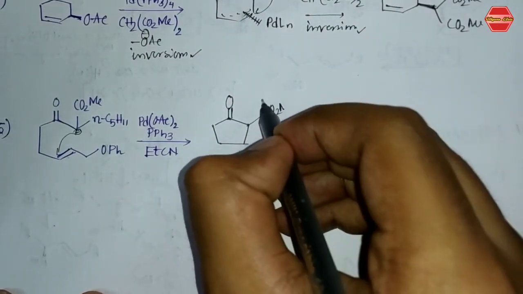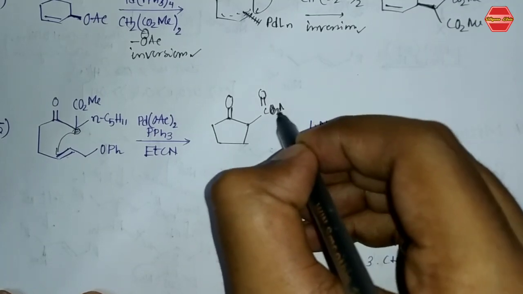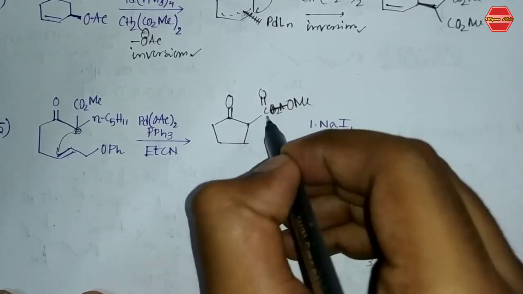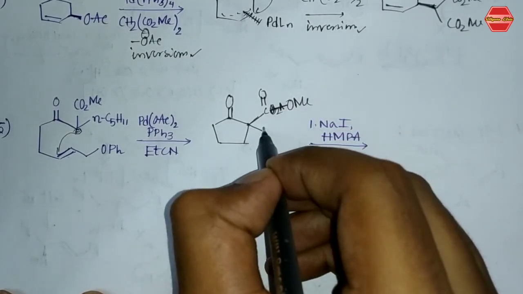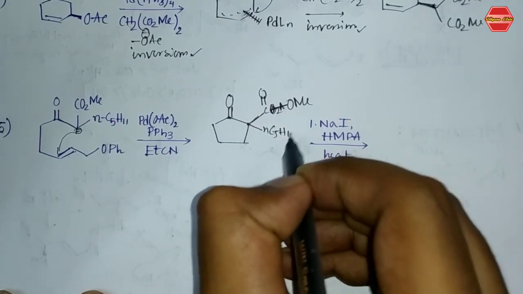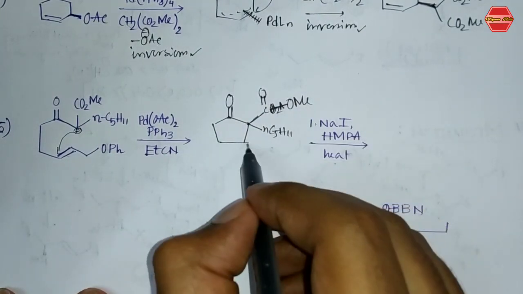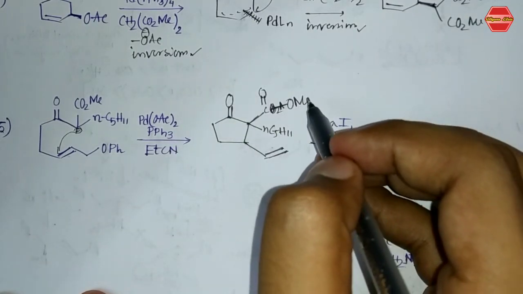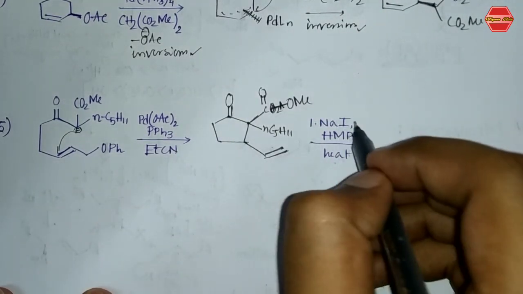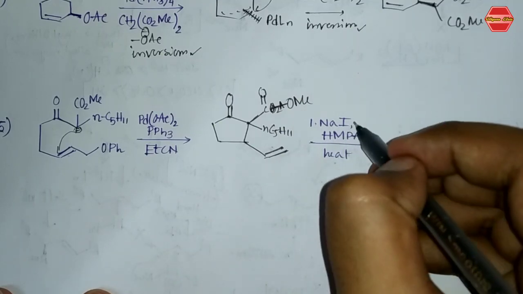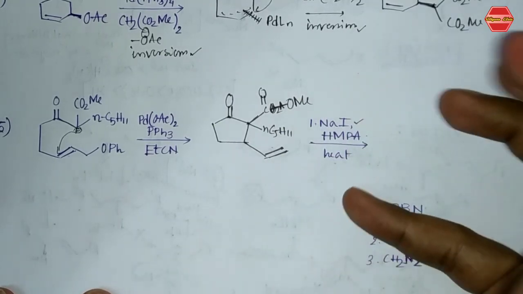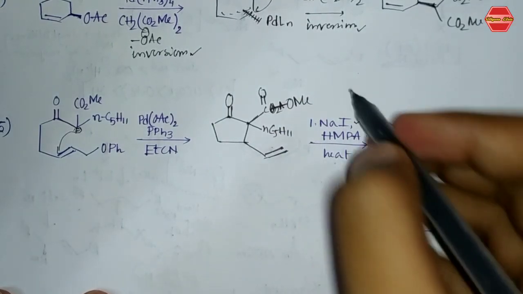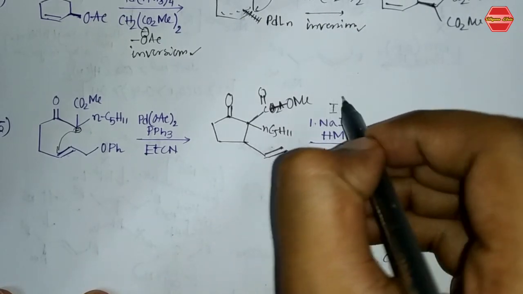We can write this C double bond O and OMe. This is your CO2Me, and here is your NC5H11 like this, and this is 1, right? So this is your product from this reaction. Now you can see over here there is given to you NaI, HMPA, that is hexamethylphosphoramide, and heat. Now this is a type of decarboxylation reaction.